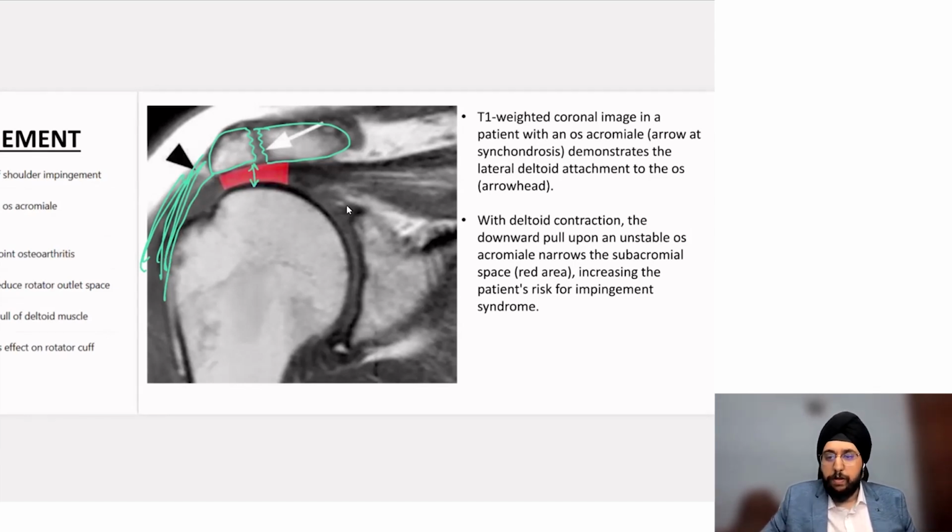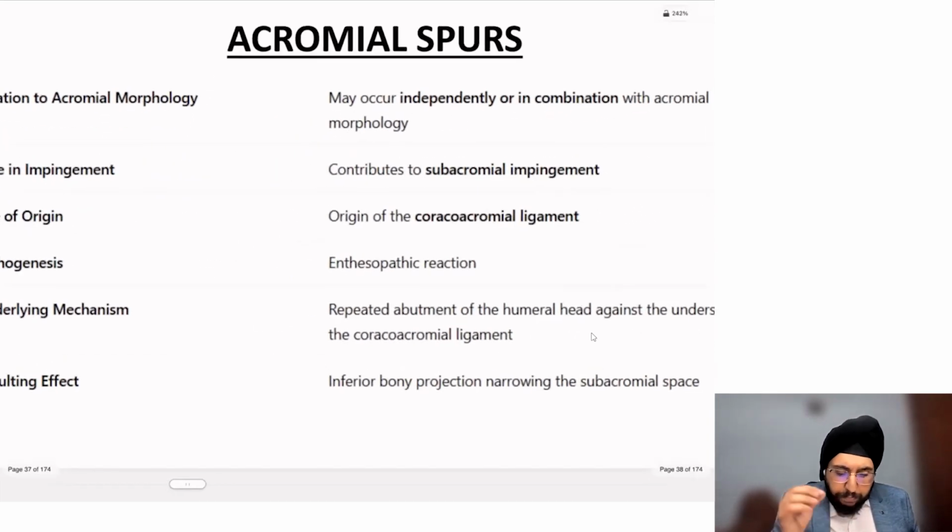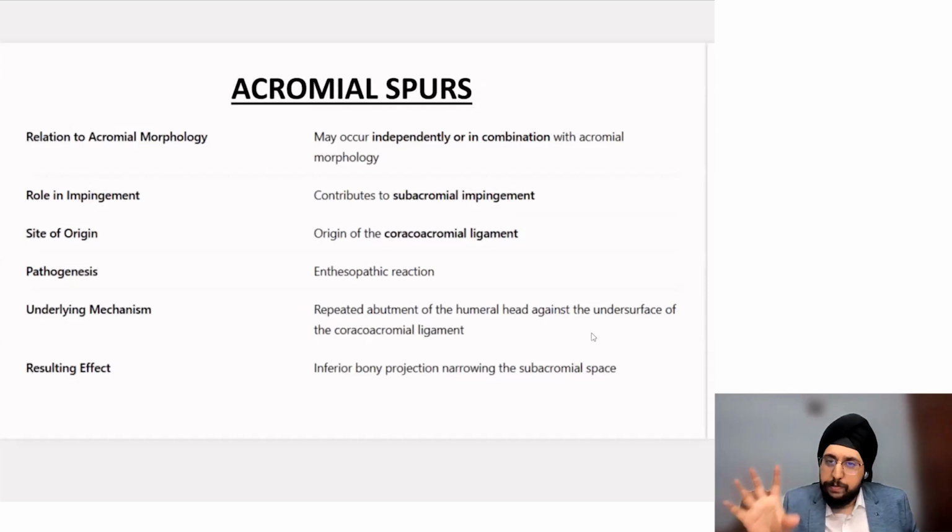So very simple. The important point here is you should know that something like this exists and it needs to be reported in the report for the orthopedician, so that this os acromiale is also managed along with it if he wants to operate for some other thing.